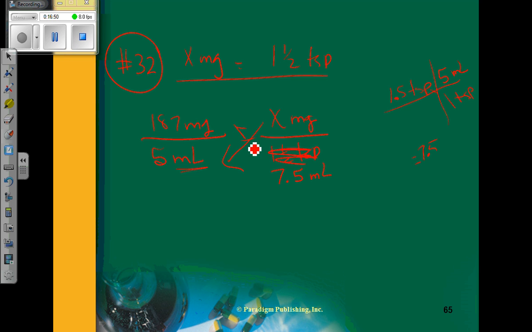And all you're going to do is cross multiply. 5 times x is 5x, it goes on the bottom. 187 times 7.5 would be 1,402.5. And when you divide that by 5, it comes out to be 280.5 milligrams.